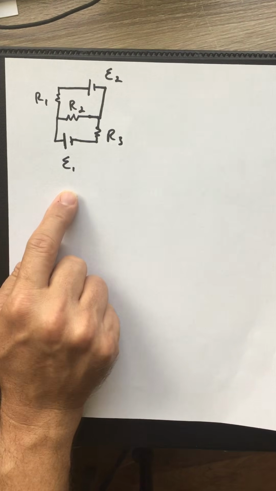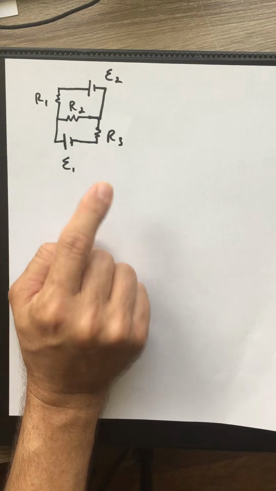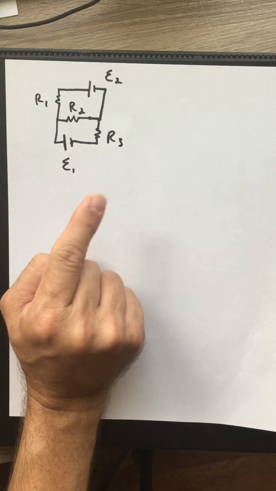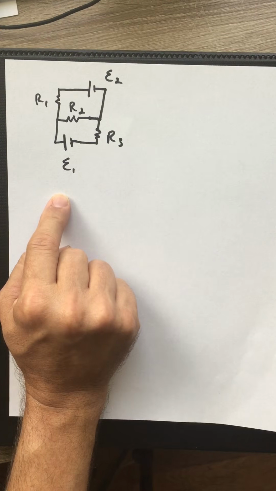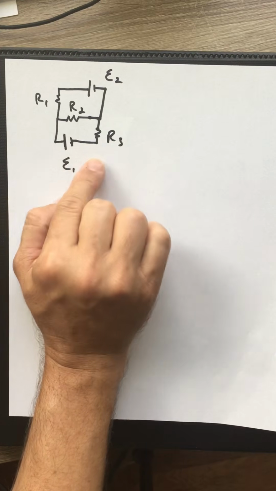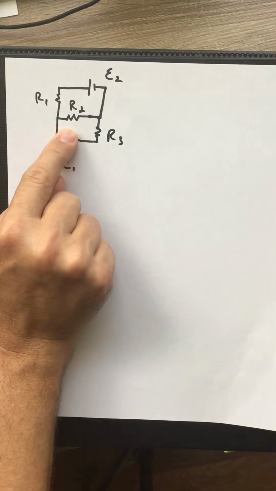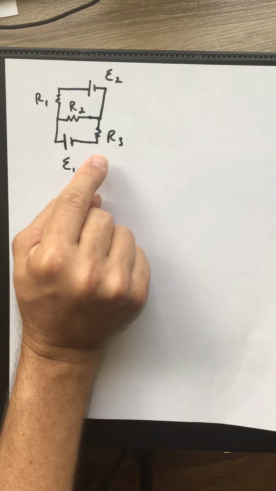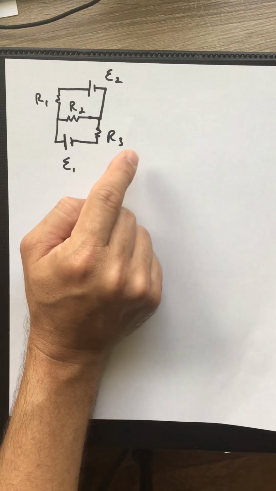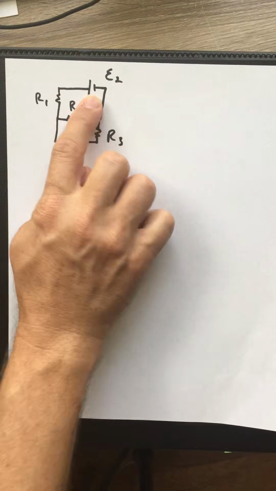Well, in this circuit, I have two EMFs. Now, that's not necessarily a deal breaker, but in this arrangement, it's a deal breaker. It's not obvious to me at all how to reduce R1, R2, and R3 to some sort of equivalent resistance. If E2 wasn't there, it wouldn't be a big deal, right? R1 and R2 would be in parallel. That would then be in series with R3, and I could handle it.